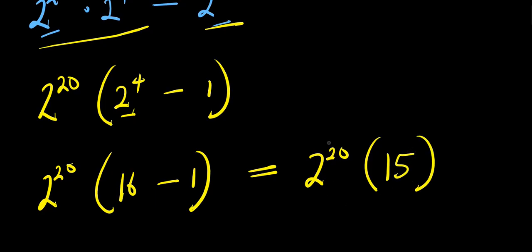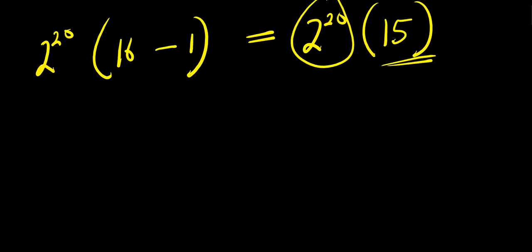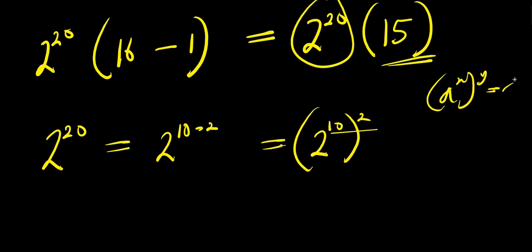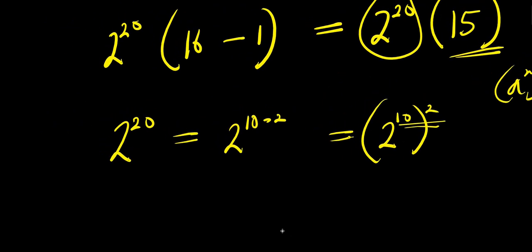Now we need to find out the value of 2 to the power of 20 and multiply by 15. So you can say 2 to the power of 20 is the same as writing 2 to the power of 10 times 2. And this we can write as 2 to the power of 10 raised to the power of 2. Because 10 times 2 is 20. And remember, a power x raised to the power of y equals a power x times y. So 10 times 2 is 20. Then you need to find the value of 2 power 10.